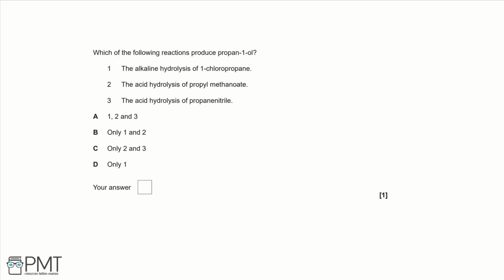Only 1. So let's draw out propan-1-ol to begin with. So that's going to be a 3-carbon chain with an OH group on carbon number 1. So then if we look at the alkaline hydrolysis of chloropropane, so drawing out chloropropane, so that's a 3-carbon chain with a Cl on carbon number 1.